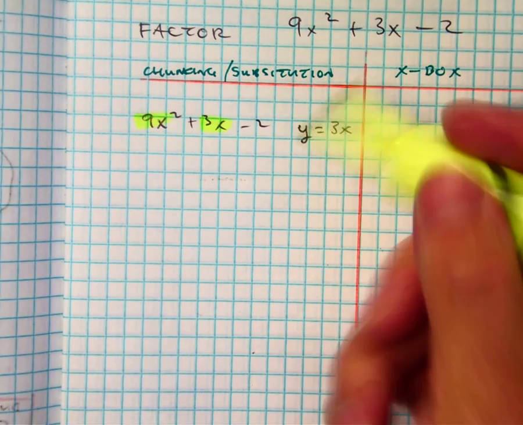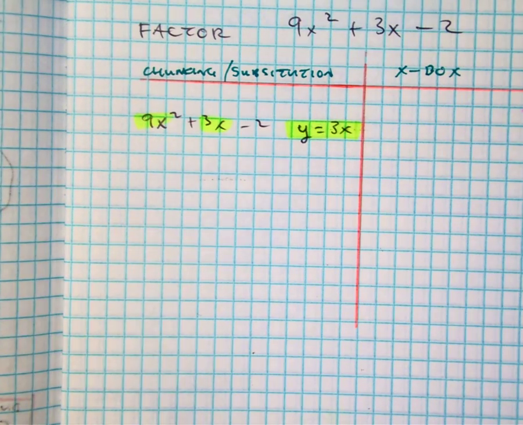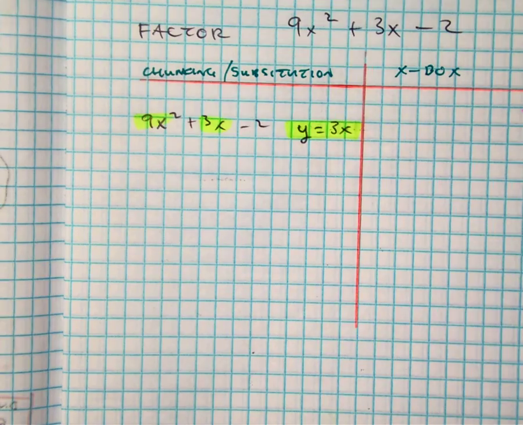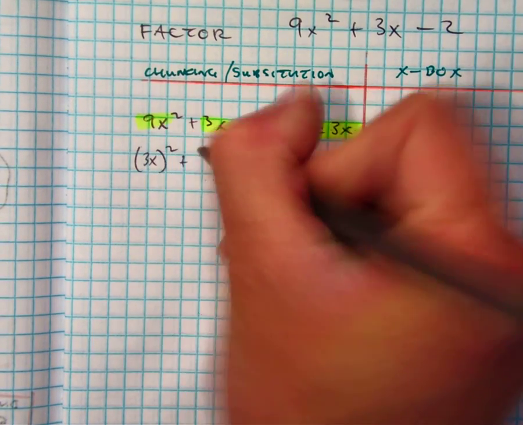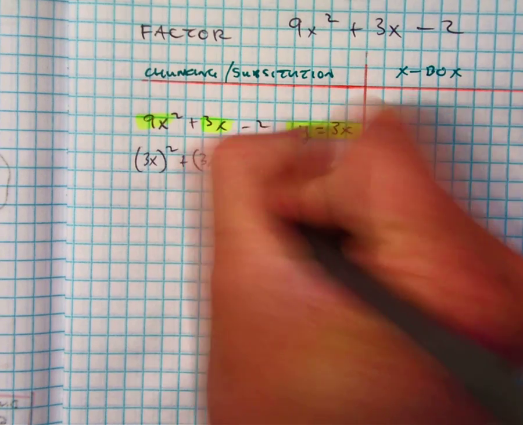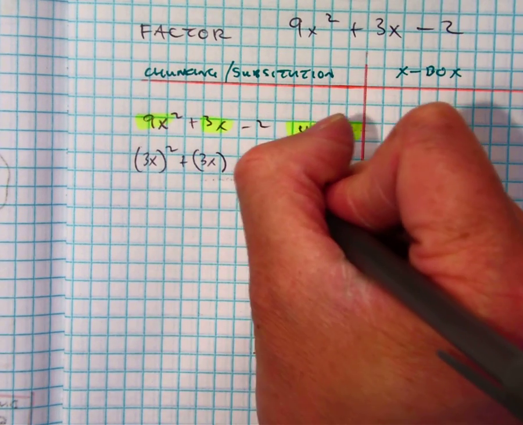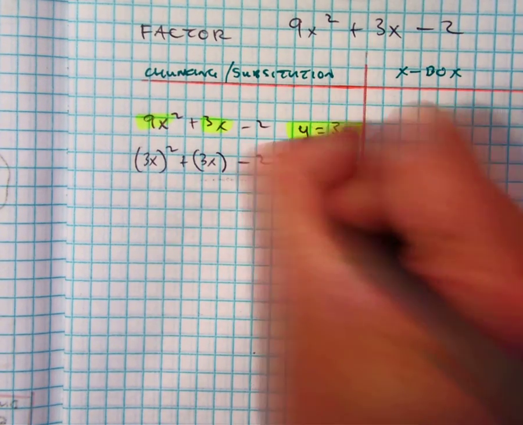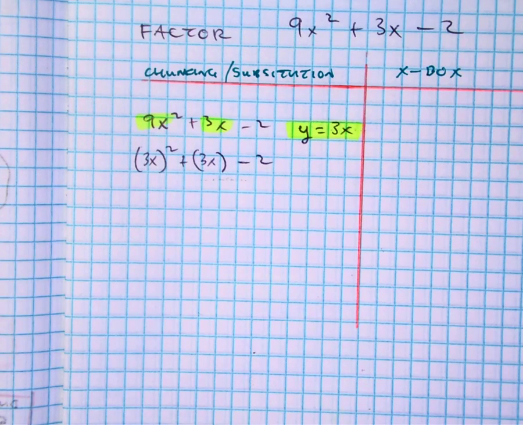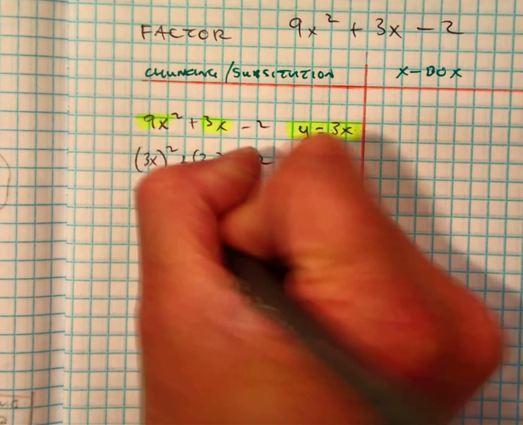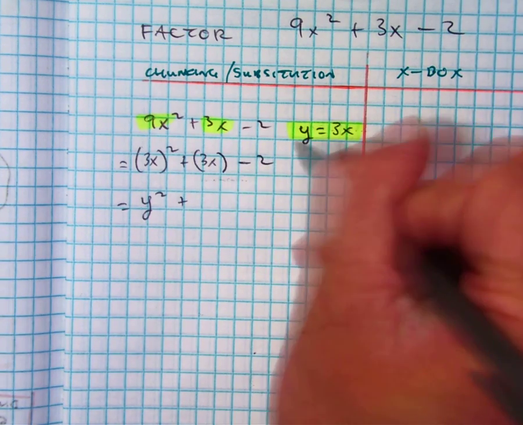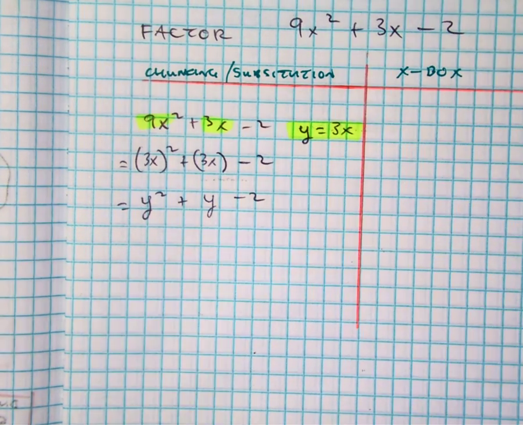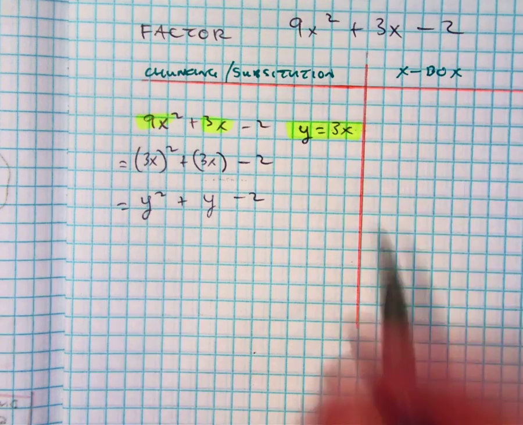3x. So then we can say this is 3x squared plus 3x minus 2. And then we can have y squared. This is your substitution, right? Every time I see 3x, I'm going to write y minus 2. And you're essentially still doing your x box.